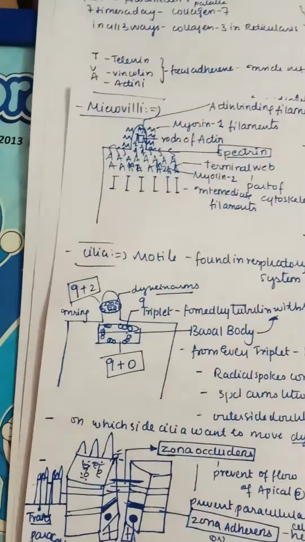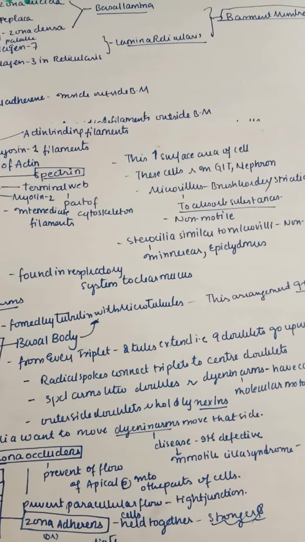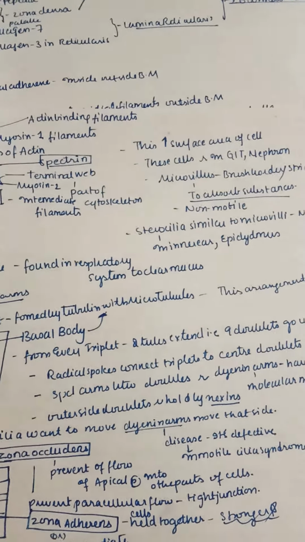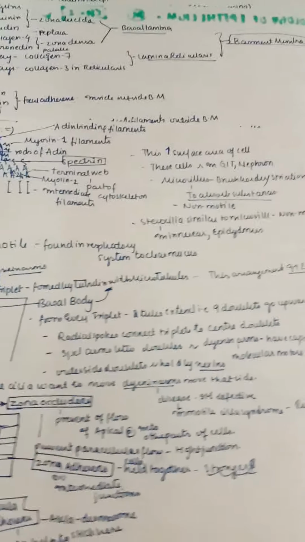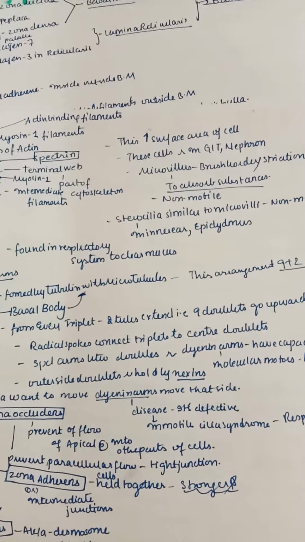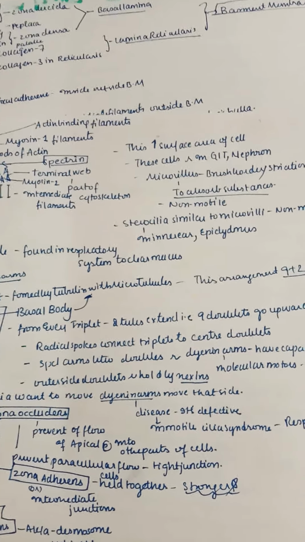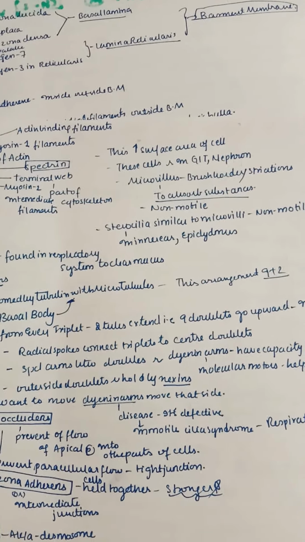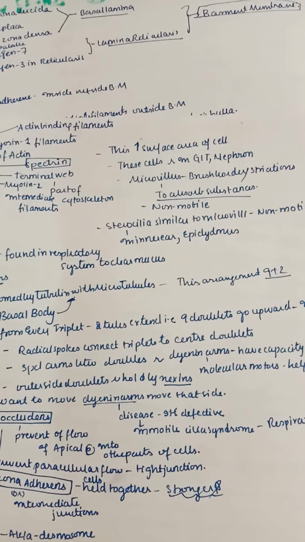So what is the use of microvilli? They normally increase the surface area of the cell, and these cells are mainly present in our GIT because there we need a large surface area for absorption, and also in the nephron for filtration of urine. Microvilli also give a brush border or striations to absorb more substances.